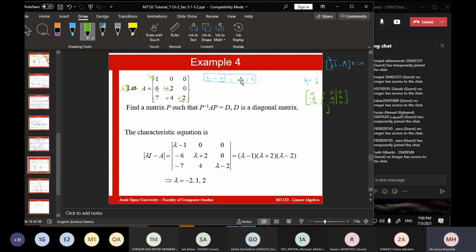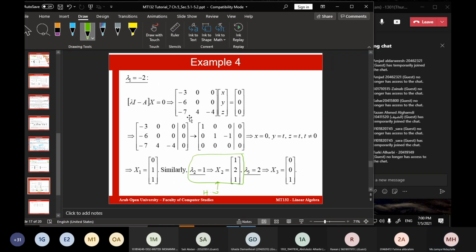Next time, we substitute by minus 2. Minus 2, minus 1, which is minus 3, correct? And all the rest is the same. Here, minus 2 plus 2, so this is 0. And here, minus 2, minus 2, so it is minus 4. So you got this one. And then reduce to the echelon form as well and solve the system. So you will end up with this one, 0, 1, 1.